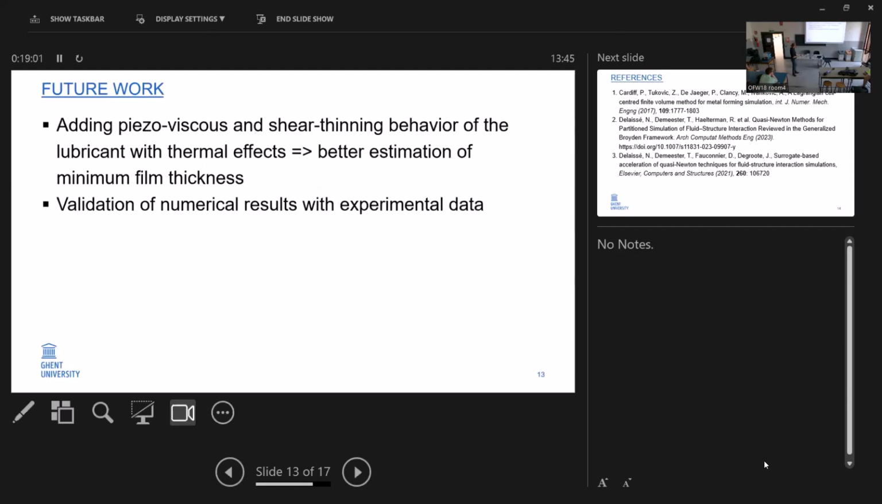As already mentioned, our film thickness is too high, 25 micrometers. So we have to add piezo-viscous and shear-thinning behavior of the lubricant. We actually have to go to pressure and thermal effects, to have a better estimation of the minimum film thickness. And at the end, of course, it should be validated with experimental data.